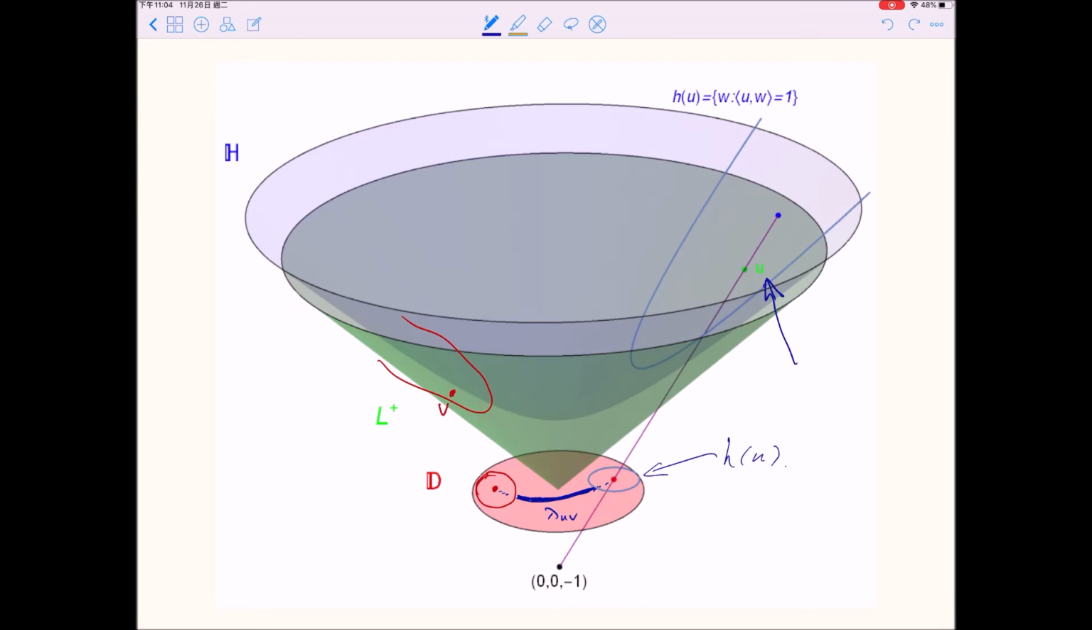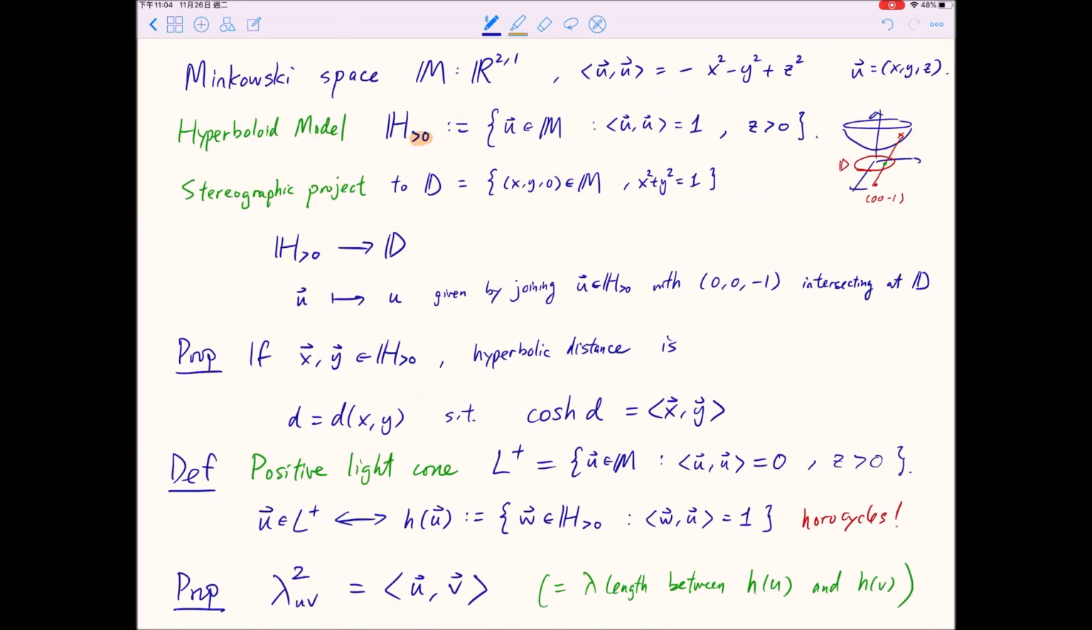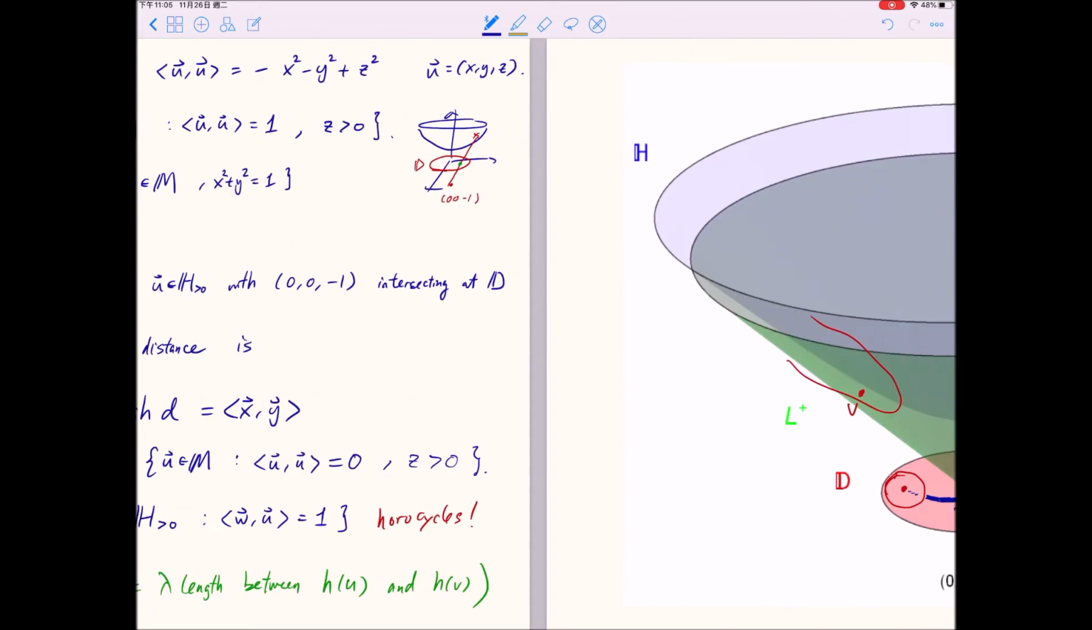Okay. So with this description of lambda length in terms of the inner product on the Minkowski space, it turns out that the lambda length will satisfy the Ptolemy relation, exactly the same as the classical case. And in fact, the proof also follows from the classical Ptolemy relation. So let me write down the proposition.